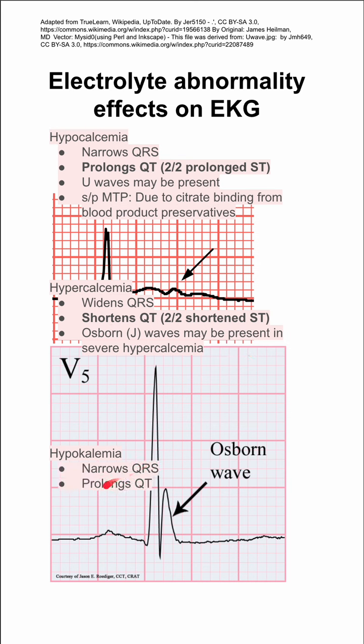Hypokalemia is another possible electrolyte abnormality. This narrows the QRS, so it's more like hypocalcemia in this case. Hypokalemia can also prolong the QT interval, and you might also have flattened or inverted T and U waves.